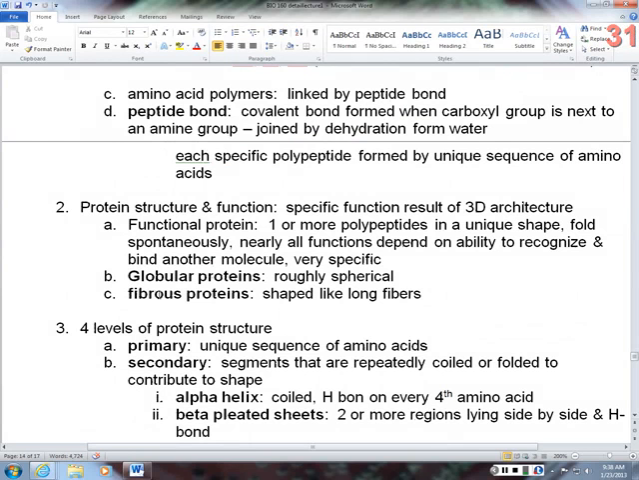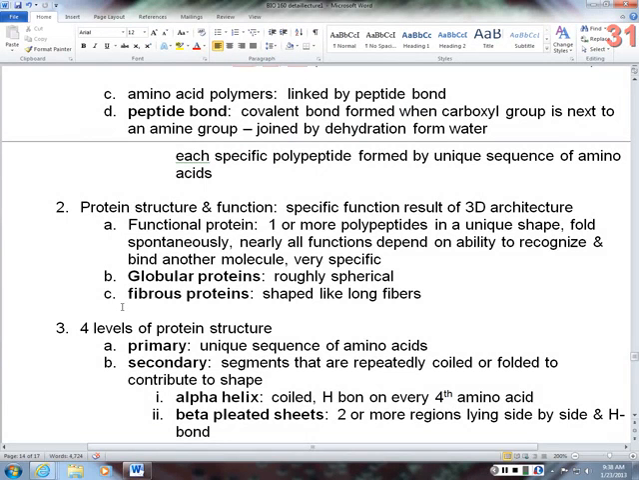So its function is going to be a result of the 3D architecture. When they fold up, it's going to make a three-dimensional shape, kind of like you have a claw that fits around something. That's how those proteins are going to function. That's pretty much how everything functions in cells in the body, with this three-dimensional shape where they fit together. It's kind of like fitting square boxes over square objects, round boxes over round objects.